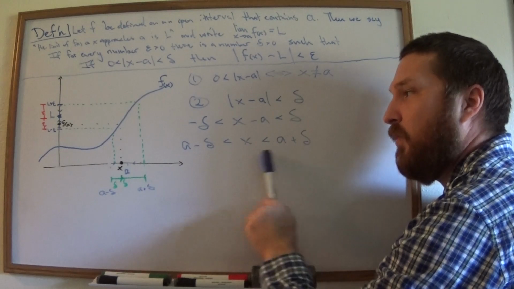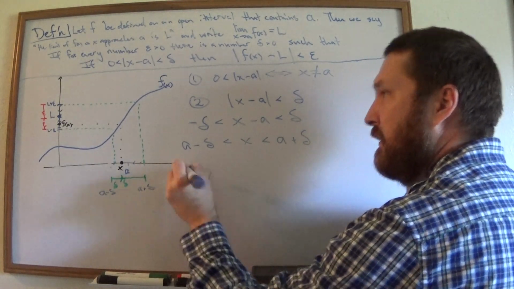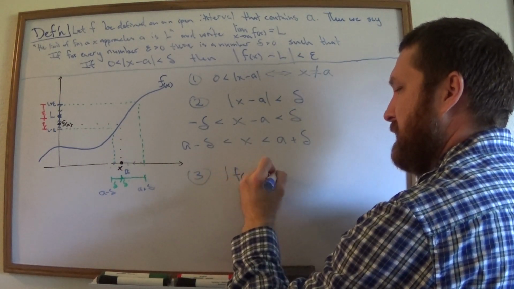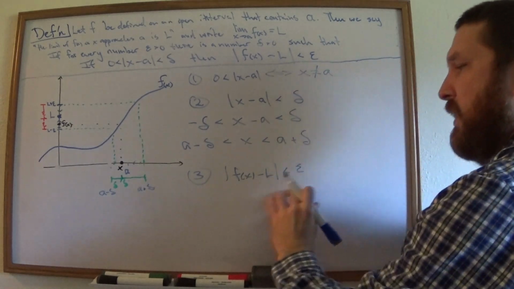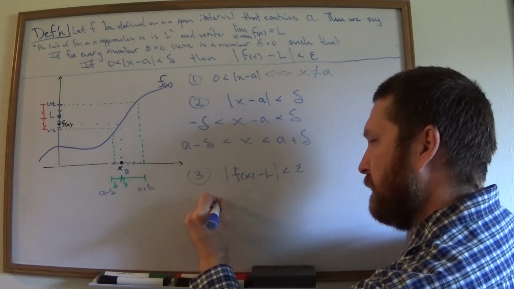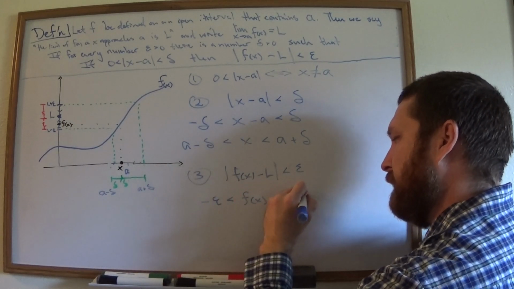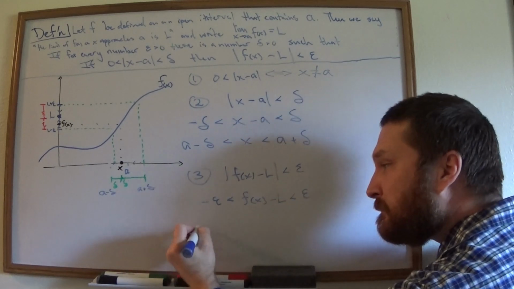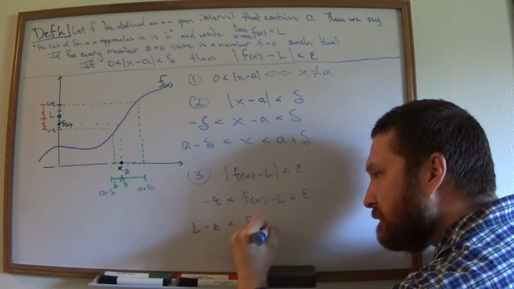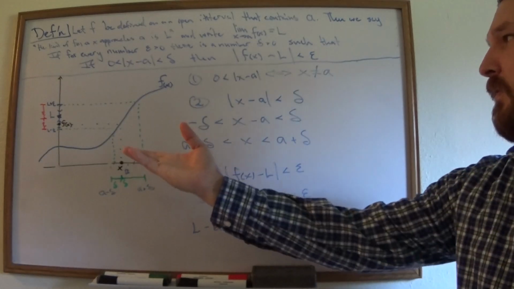So whenever this is true, then you can guarantee this, which is the absolute value of f of x minus L less than epsilon. Write this without absolute value: negative epsilon is less than f of x minus L, which is less than positive epsilon. And what happens if I add L? L minus epsilon is less than f of x, which is less than L plus epsilon. So that's what that means. That's what we've been talking about this whole time.